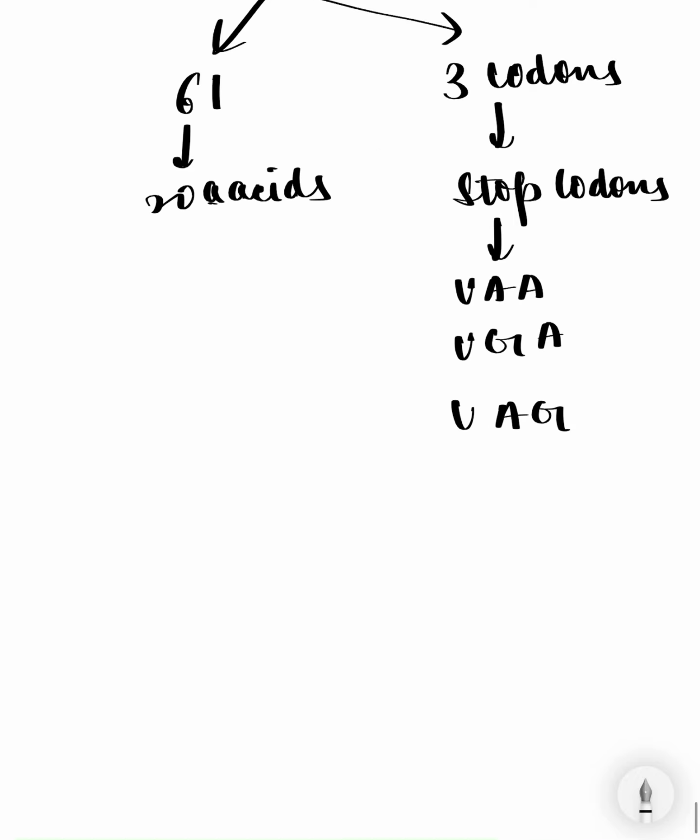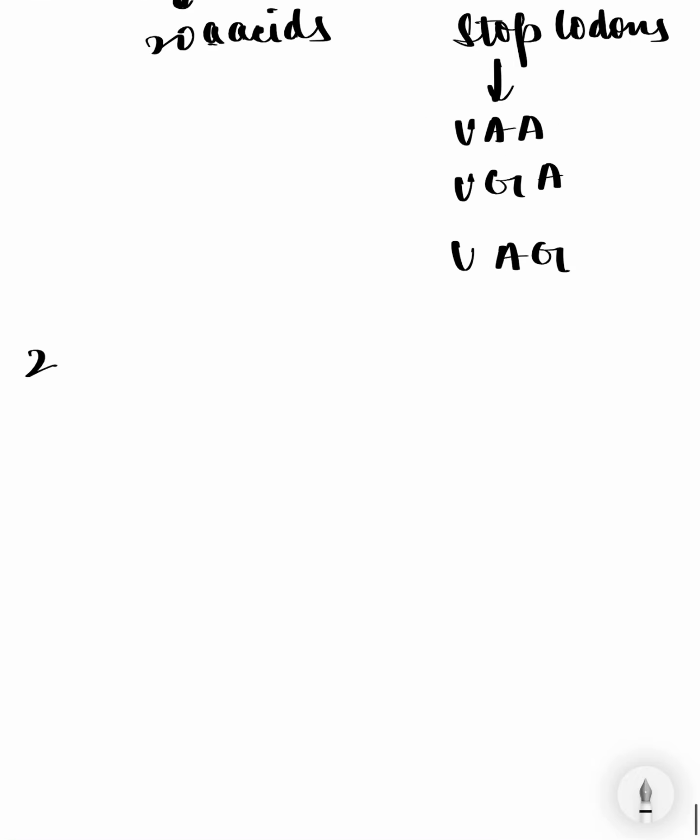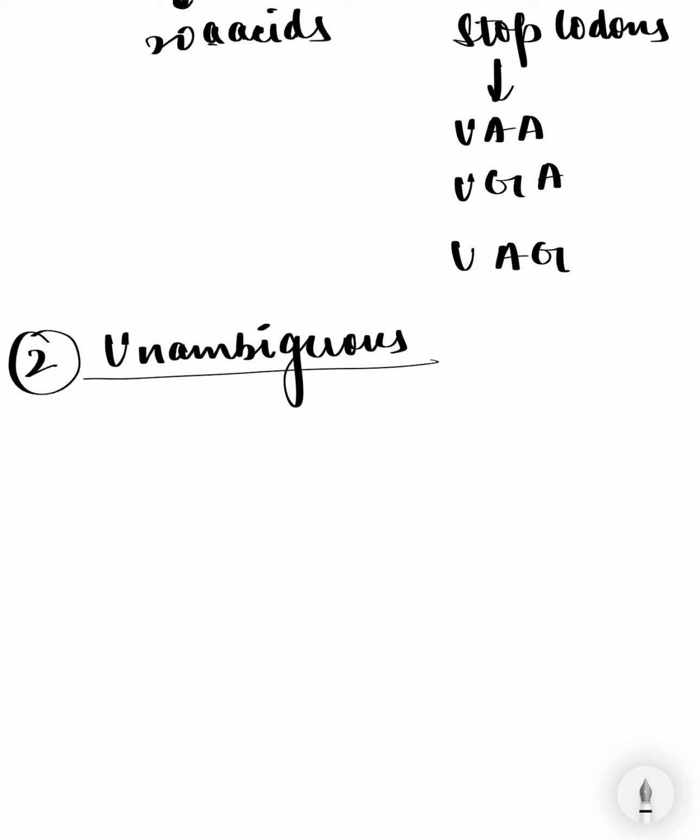Now the second point that we have, which is a feature of genetic code, it is unambiguous in nature. Unambiguous means one codon codes for one amino acid only. For example, UUU will code for the amino acid phenylalanine. This is the second feature of genetic code.